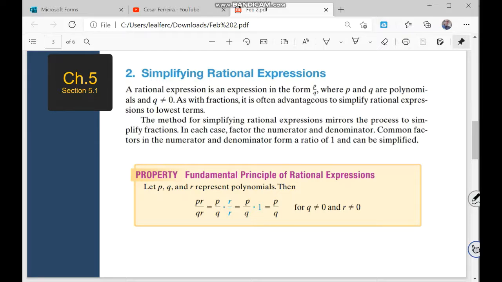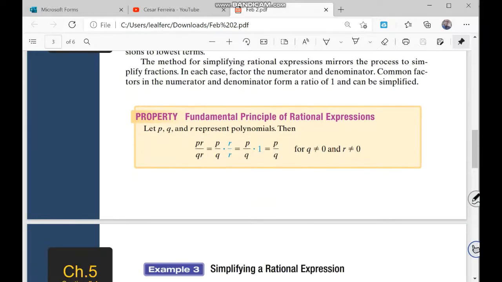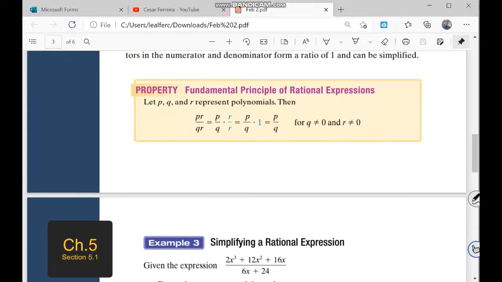Because sometimes the thing looks very complicated, but if you know how to simplify, you're going to be able to transform something hard, difficult, complicated into something else equivalent but very easy and straightforward. Look here, and the concept is simple. Fundamental principle of rational expressions.